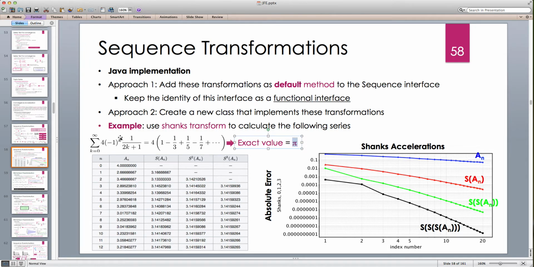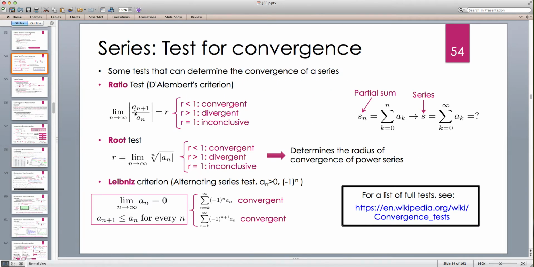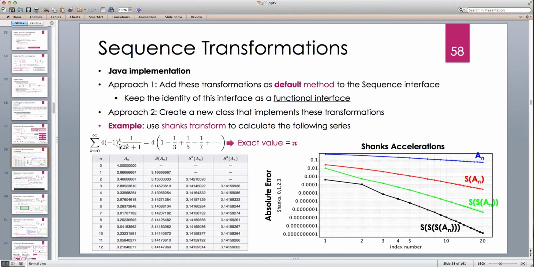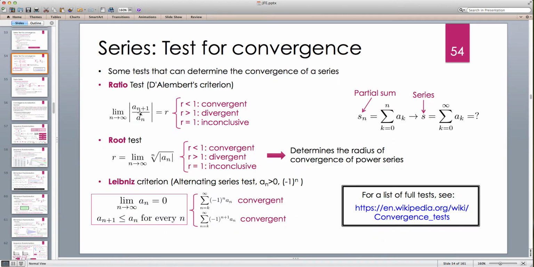4 times (-1)^k over 2k+1. This is an alternating series, okay? And we can test it in different ways and confirm that it actually converges. For example, with the ratio test, let's see, if we take the ratio test, we end up with (2n+1) over (2n+3), and the limit is 1, so the ratio test is inconclusive.